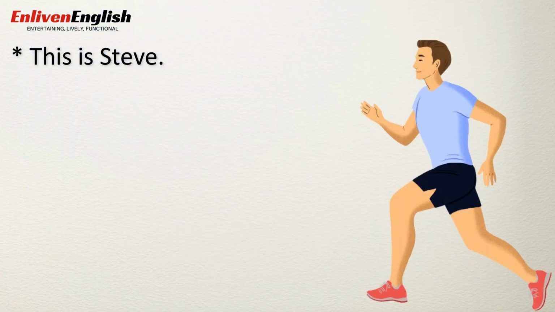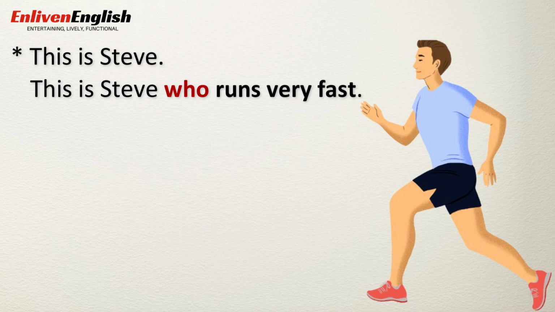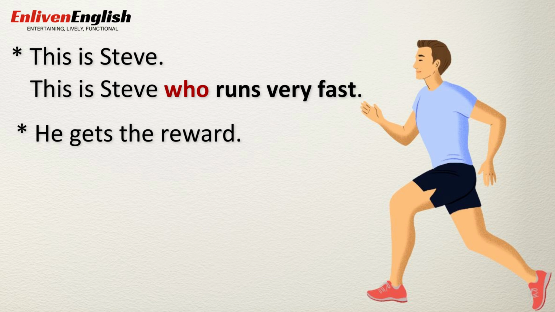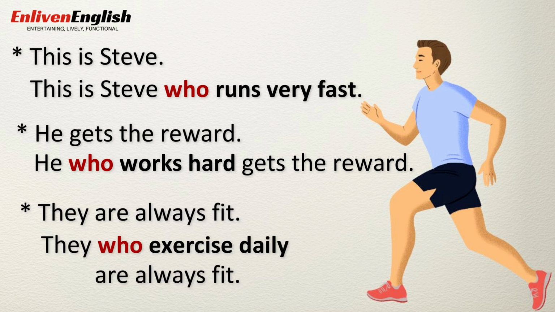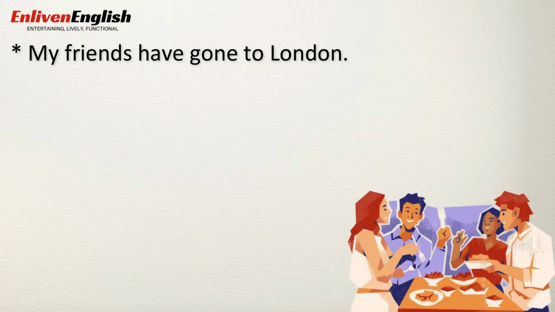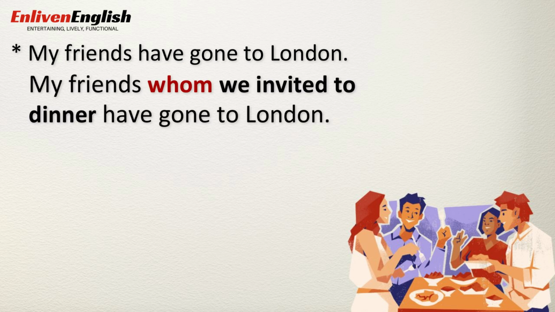This is Steve. This is Steve who runs very fast. He gets the reward. He who works hard gets the reward. They are always fit. They who exercise daily are always fit. My friends have gone to London. My friends whom we invited to dinner have gone to London.